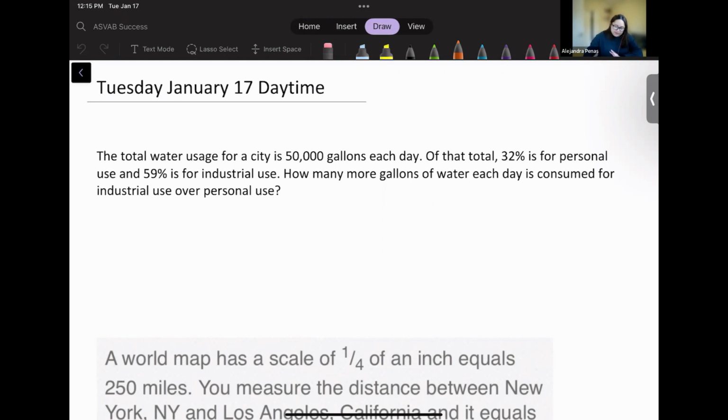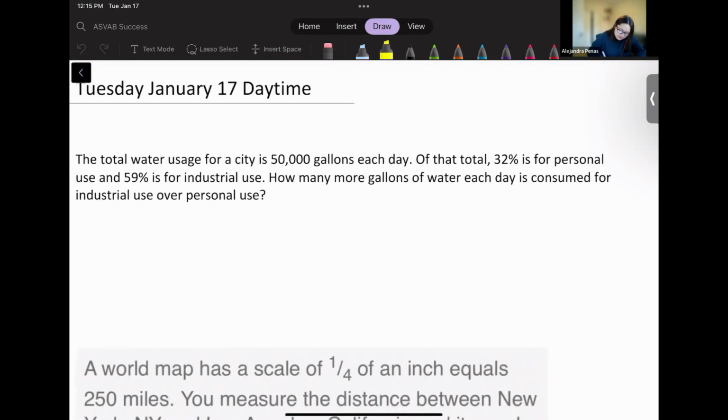here we have a rate that is being given. We are being told that we use 50,000 gallons each day. Great. Now, those 50,000 gallons are being split into personal and industrial. For personal use, it's 32%, and for industrial, it's 59%. Now, the question, if you notice, is not really asking about how much is for industrial, how much is for personal. The question is the difference, how much more. So that difference is what we're going to look for.